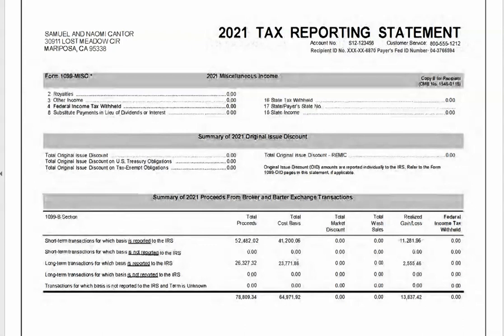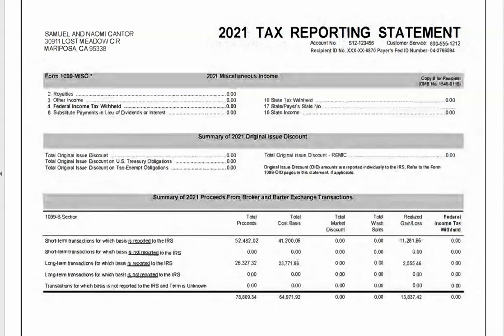So let's take a look at page 2. There's a 1099 miscellaneous form, but there's no values there, no amounts, so that can be ignored. And a 1099 OID, original issue discount, which similarly has no values and so can be ignored. And then there is the summary of 2021 proceeds, which are sales of stocks, bonds, index funds, etc. So there are two lines that have values: short-term transactions for which basis is reported to the IRS, and long-term transactions for which basis is reported to the IRS.